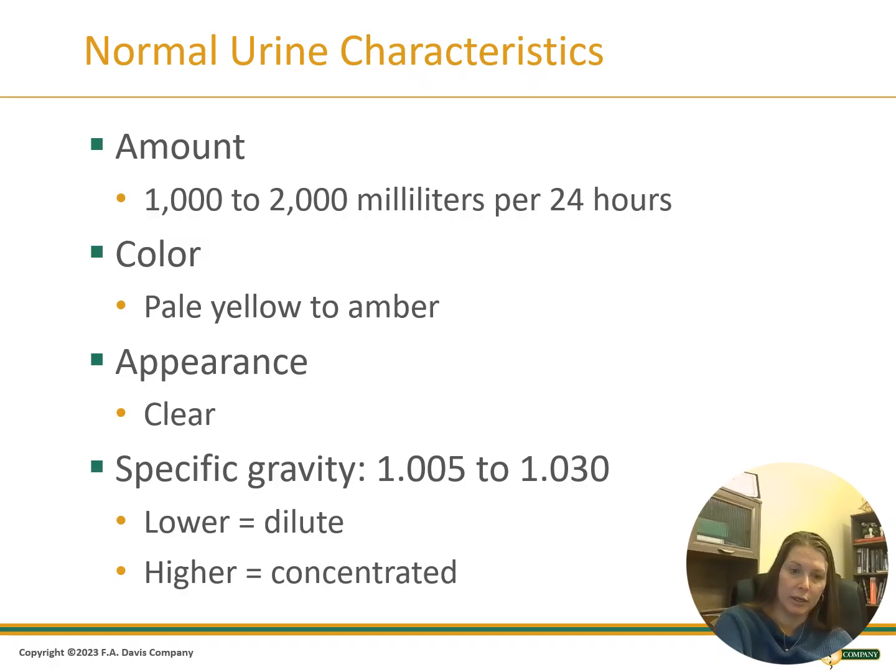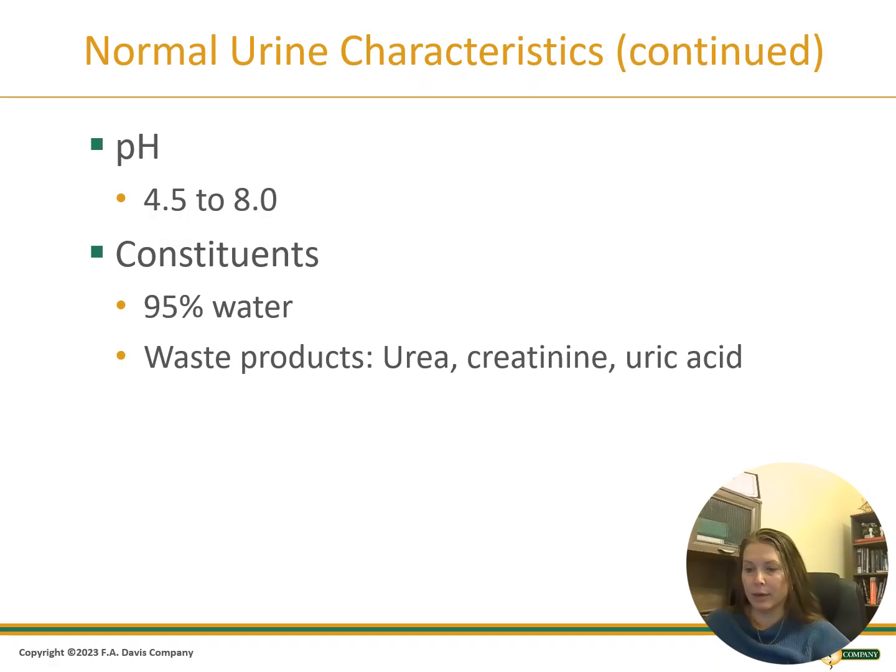So the lower number is going to be more dilute, and the higher is going to be more concentrated. Our normal pH of our urine is going to be about 4.5 to 8, and it constitutes about 95% water, with our waste products being urea, creatinine, and uric acid.